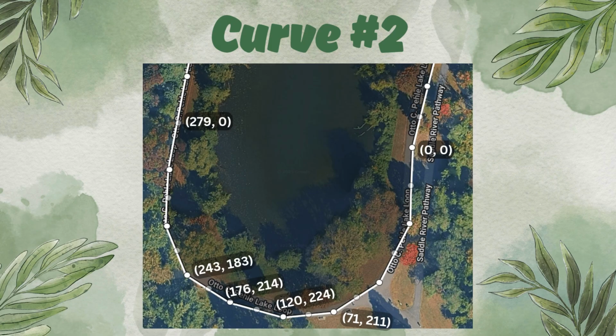Then I did the same thing for the second curve, which is a bit wider. So the total width of the curve is about 279 feet. And so I denoted the points (0, 0) and (279, 0). And then I decided to use 4 points in between the two for the quadratic regression.